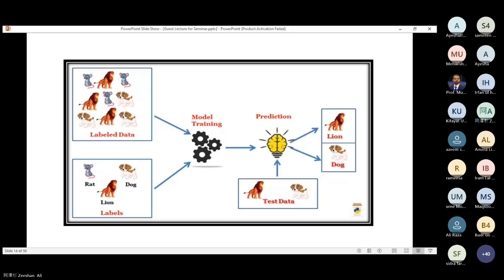Similarly, we have supervised data, the different types of animals with labels: cow, dog, and lion. We will classify them into three different categories according to their structure.